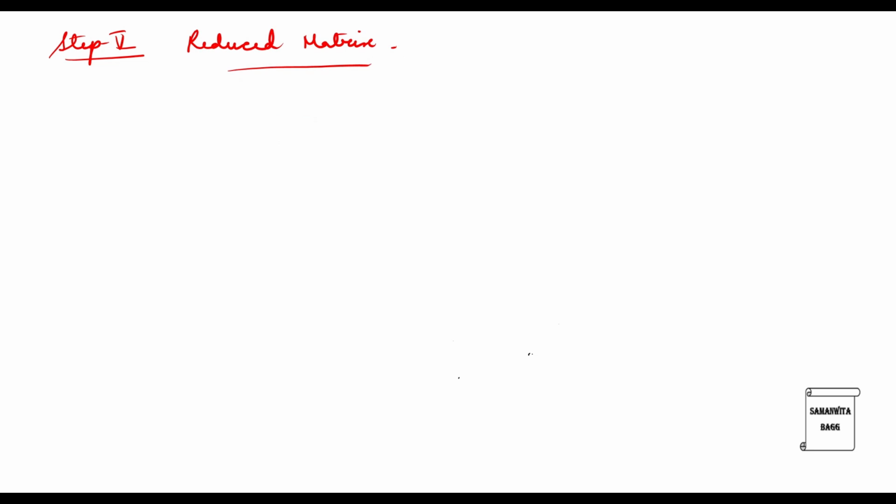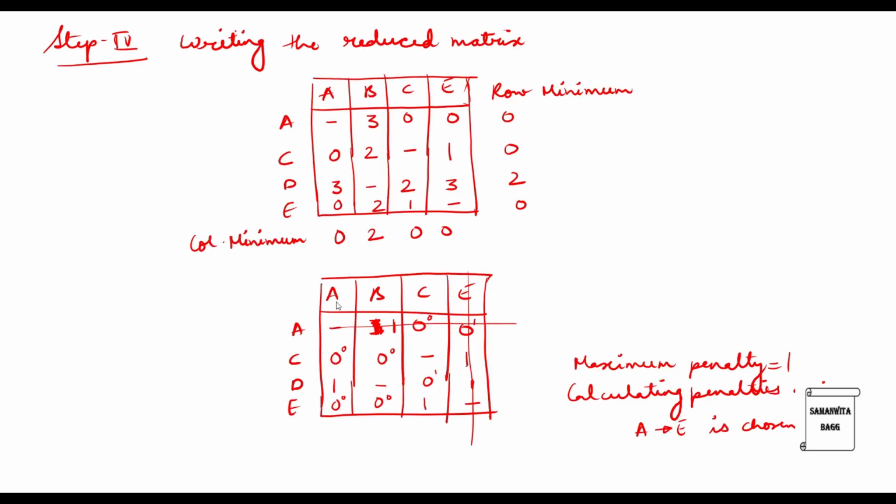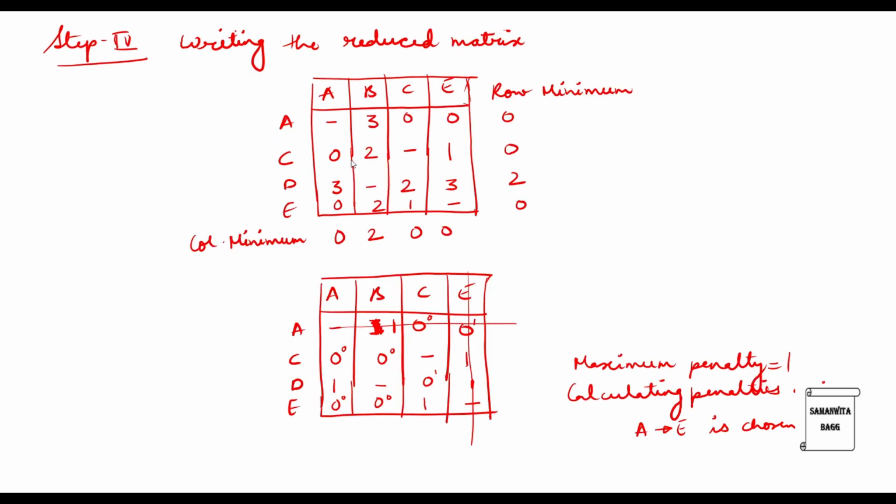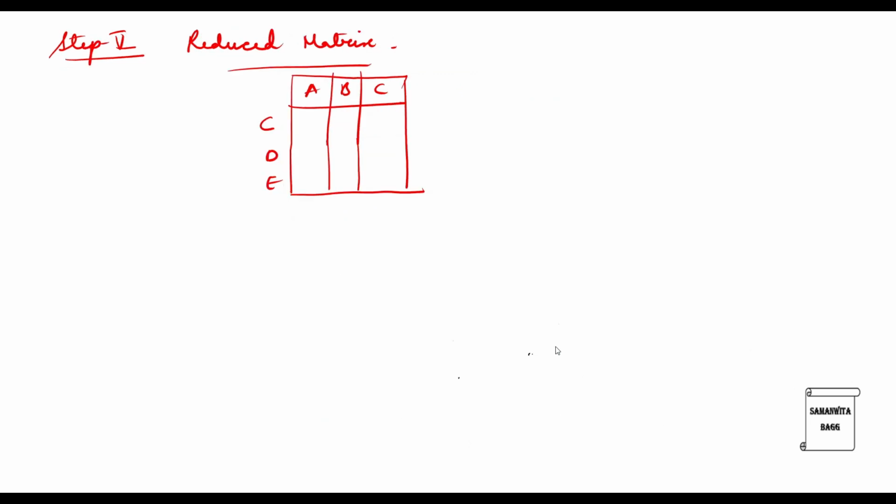So now what remains is what we need to be careful. A, B, C and here is C, D, E. So I'll write A, B, C as the column value and here I'll write down C, D, E. So be careful, we have given A to E as the chosen value. So E to A cannot be chosen. This is important and rest of the values we can simply copy.